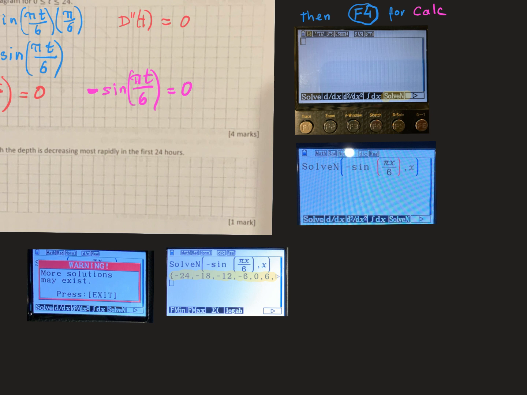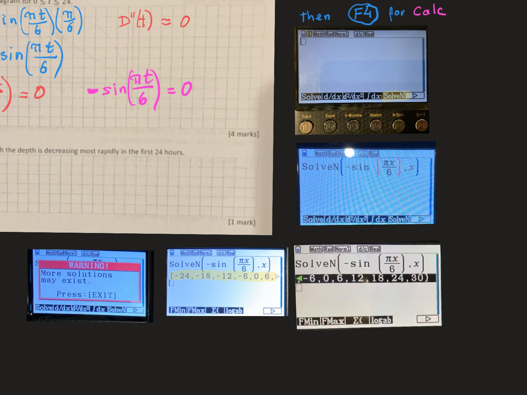The ones that you're looking for are the ones between 0 and 24. So highlight this row and push the button to the right. Scroll through until you get the solutions that you want. And you're looking from 0 to 24, so these are your solutions. If you press execute again, you'll get it in a different format.